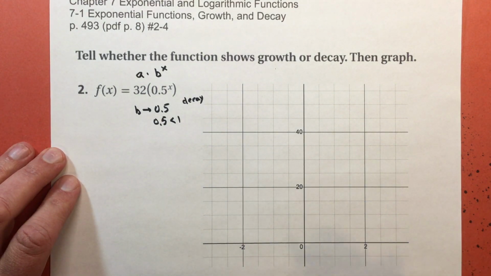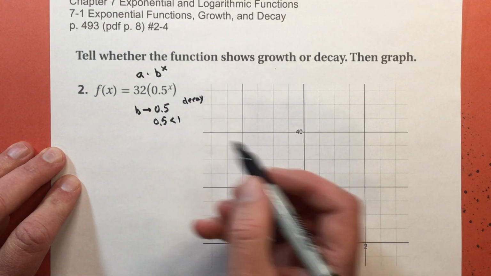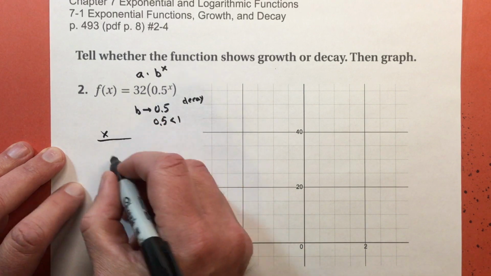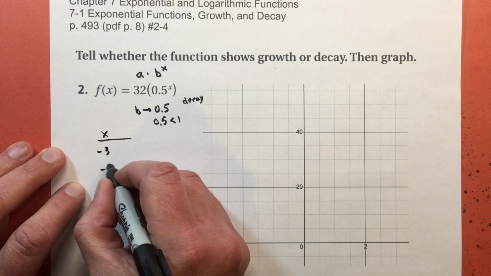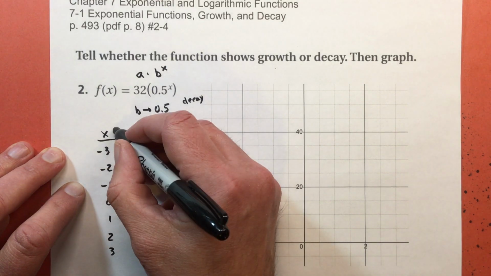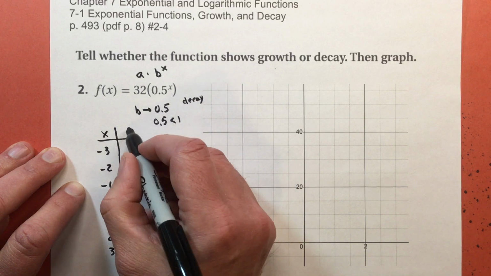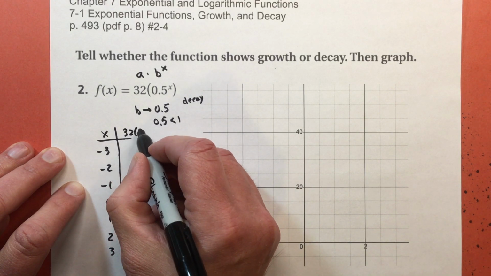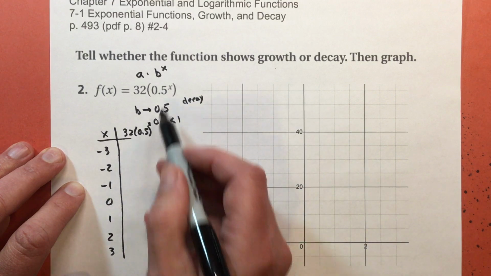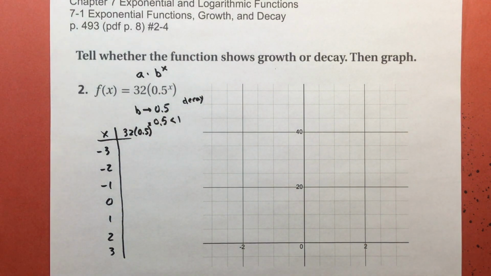Let's try to come up with a table here. We'll keep it kind of simple. Here's my x, so I'll do -3, -2, -1, 0, 1, 2, 3. And of course this is going to be 32 times 0.5, which is 1/2, to the x power. Kind of ran out of room there. It's basically that. Okay, how do you make a table easily?